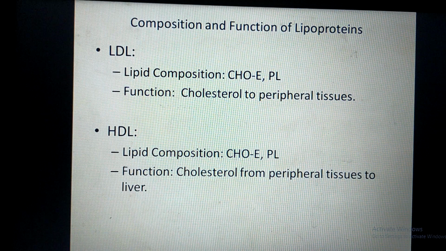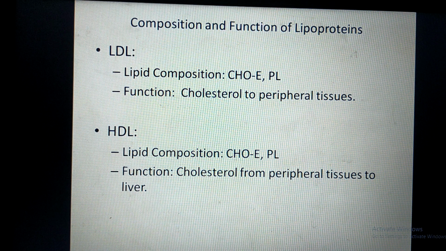Next lipoprotein is LDL, low density lipoprotein. It consists of cholesterol esters in the core and phospholipids at the outer core. The function of LDL is to transport the cholesterol to the peripheral tissues. Therefore, cholesterol gets deposited in the peripheral tissues, mainly in the medium sized and large sized arteries, leading to a disease called atherosclerosis. Therefore, LDL is called bad cholesterol.